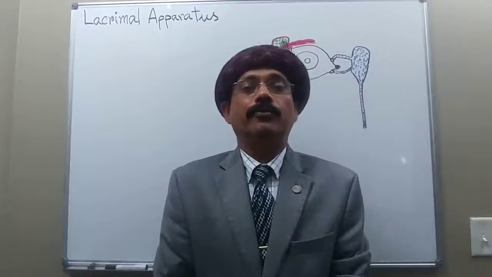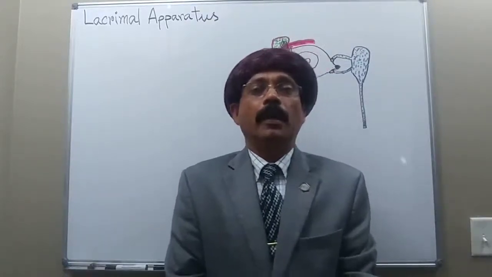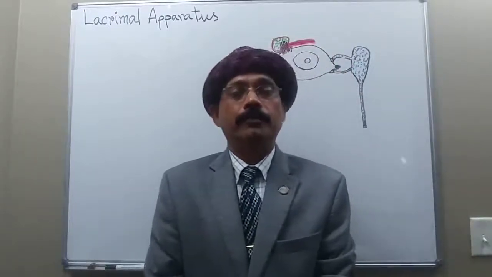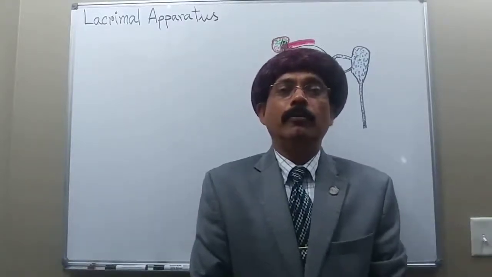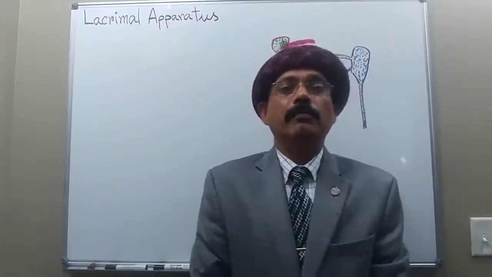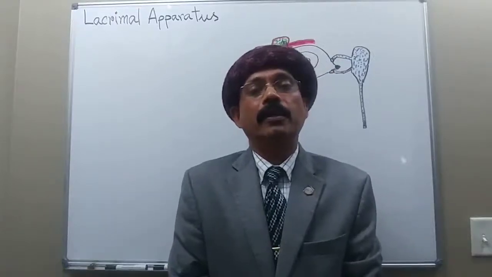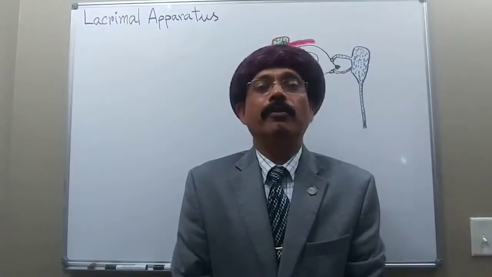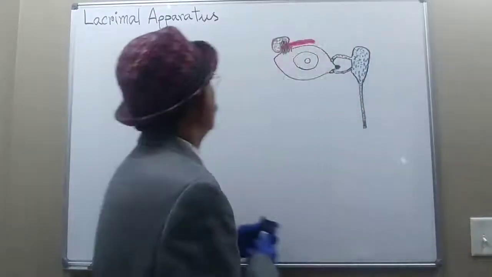Lacrimal apparatus is associated with production of tears and it has multiple parts. These are the lacrimal glands, lacrimal ducts, then we'll go to the lacrimal punctum, lacrimal canaliculi, lacrimal sac, and nasolacrimal duct that opens into the inferior meatus of the nose. So let's start one by one.